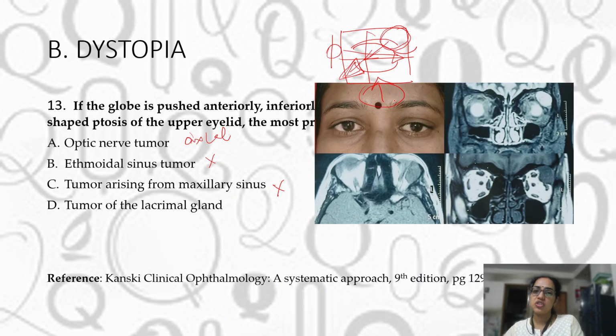So here is an image of a lady presenting with S-shaped lid ptosis with the eyeball being pushed inferiorly and medially. If you observe, the reflex of the cornea is still central. This is just the globe displaced without a change in the ocular alignment.